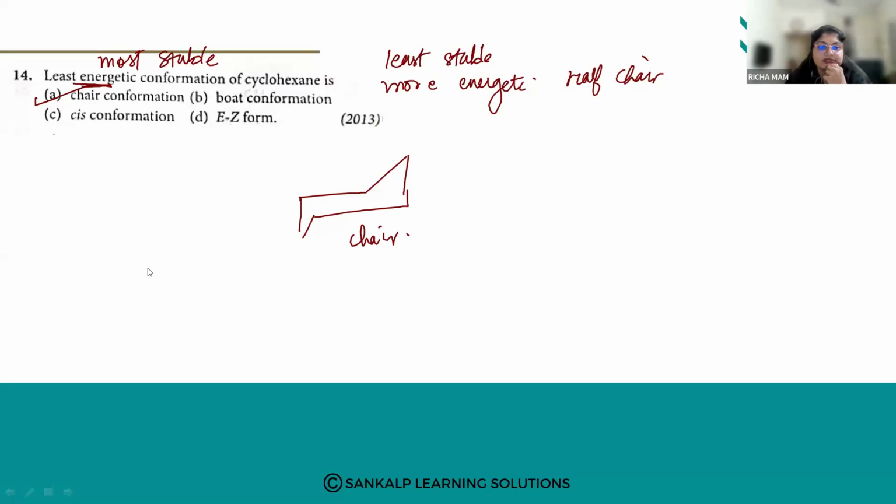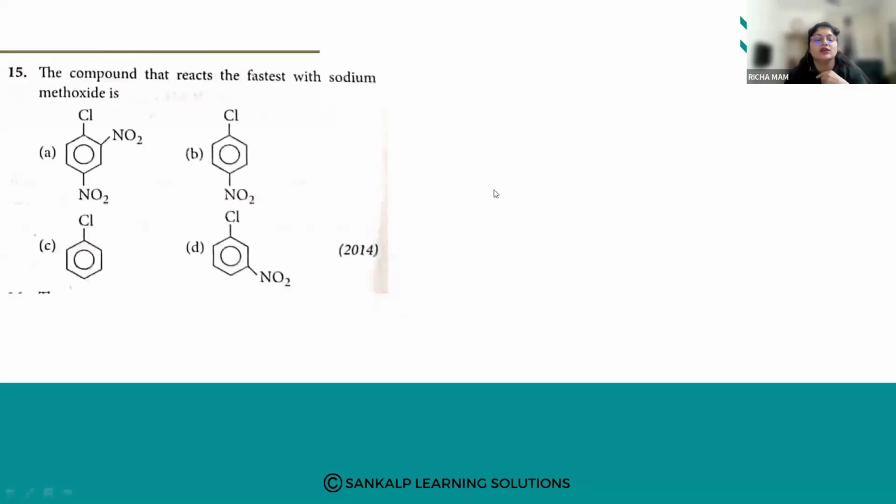Okay, let us go for the next one. The compound that reacts fastest with sodium methoxide is. So which compound will react fastest with the sodium methoxide?